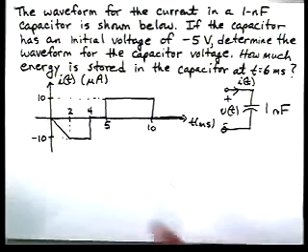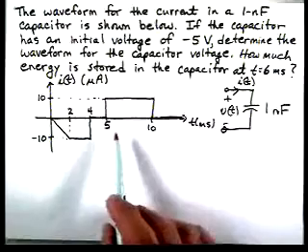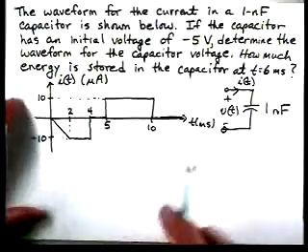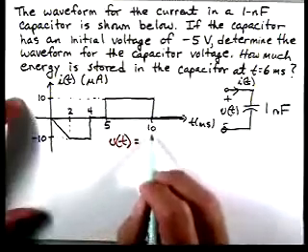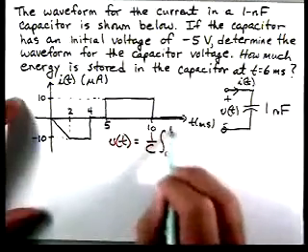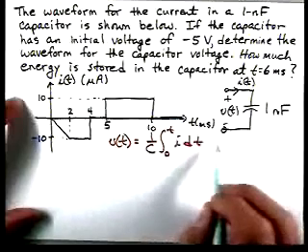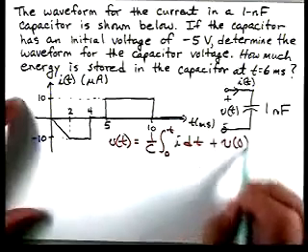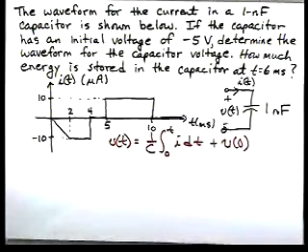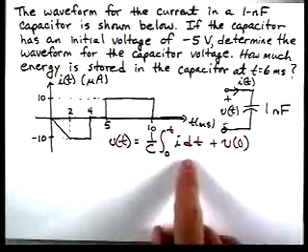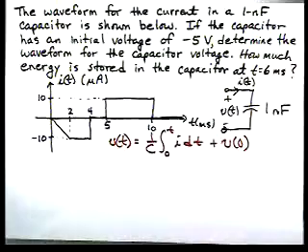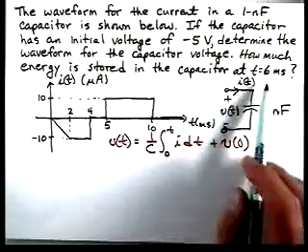Now, we're given the current waveform and asked for the voltage, so we're going to use V of t equals 1 over C, integral from 0 to t, i dt, plus an initial voltage. Then we need to go in and describe the waveform over different intervals. Then we're going to apply this expression to determine the capacitor voltage. Once we have the voltage, we're going to come back and calculate the energy.